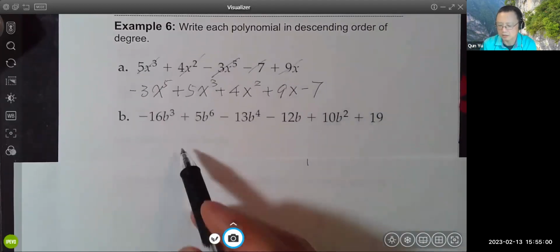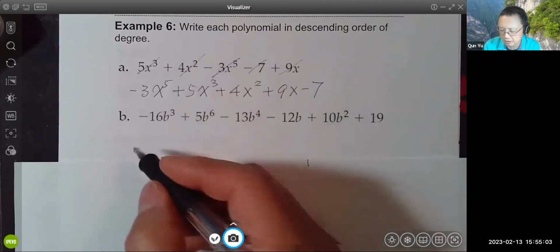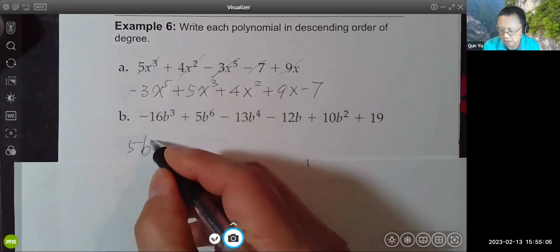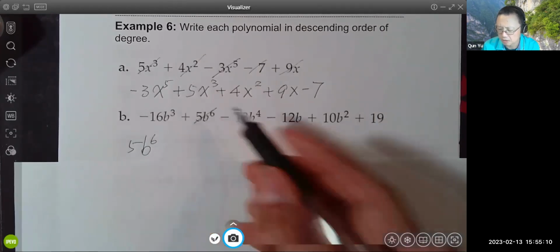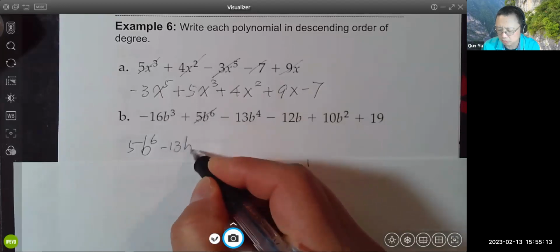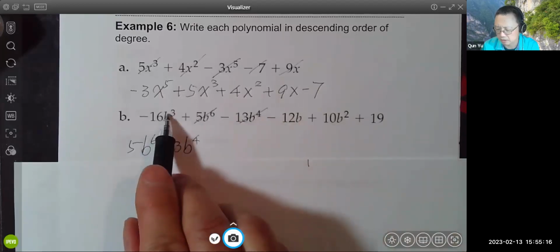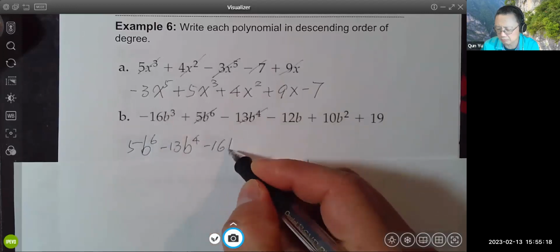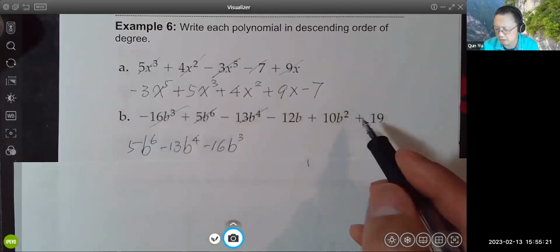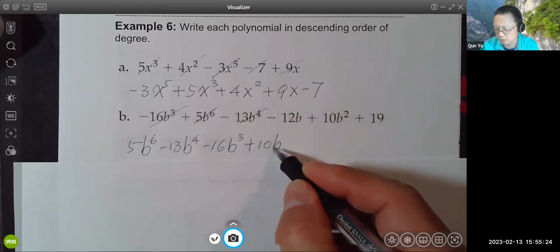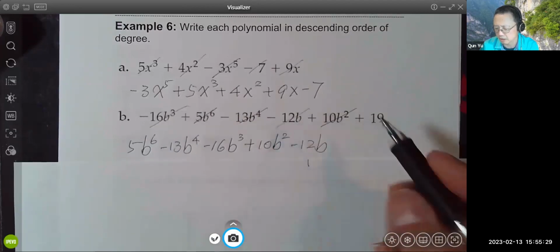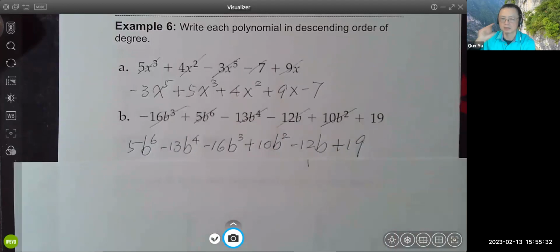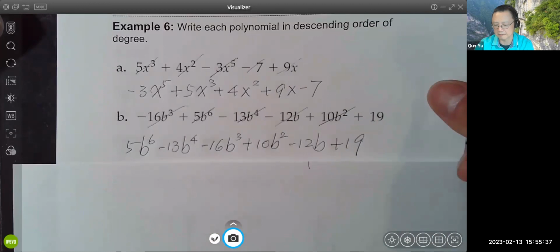This is a long one. The highest exponent is 6. So 5b to the 6th power. And the next one is the 4th power, minus 13b to the 4th power. Next one is the third, minus 16b to the 3rd. Next one is a square, plus 10b squared. Next one is single b, minus 12b. Next one is the constant, plus 19. So it's super easy once we understand the basic concepts, right?